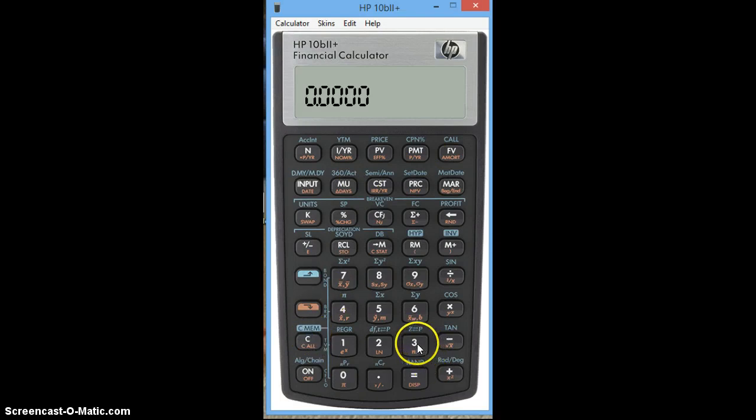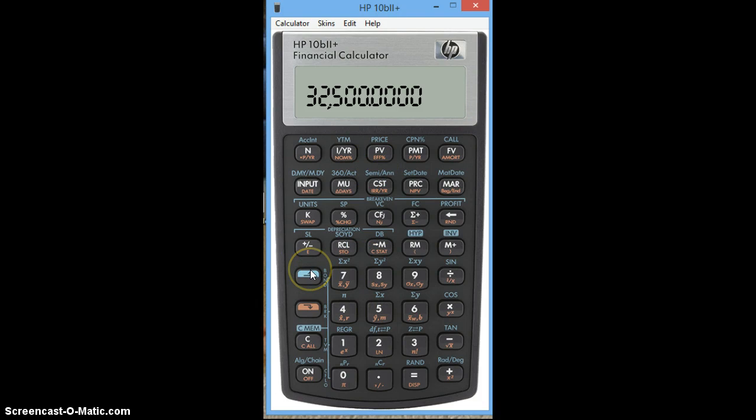So let's try one that's slightly more complicated here. Let's say we've got a loan of 32,500. That's going to be our present value because it's a loan we just took out. There's a couple ways to do this. I'm going to just show you one way here for simplicity's sake. And so that's our present value.